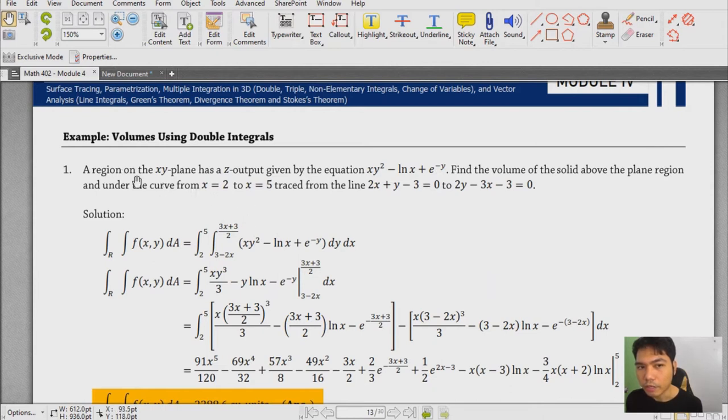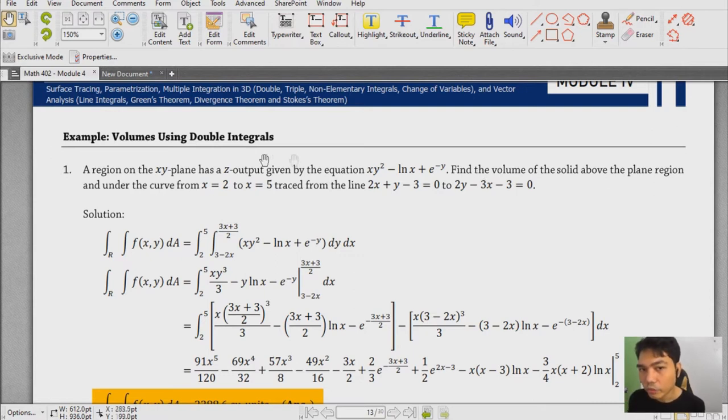So for example, you have a region on the xy plane and then meron kayong z output that is xy squared minus ln of x plus e raised to negative y. So usually kung ano yung expression dito ng ating z, which is of course in terms of x and y. So yun lang yung variables mo, dy and then dx. So we need to find the volume of the solid above the region, the plane region under the curve x equal to 2 and then x equal to 5. So trace from the line, so you can see the line.